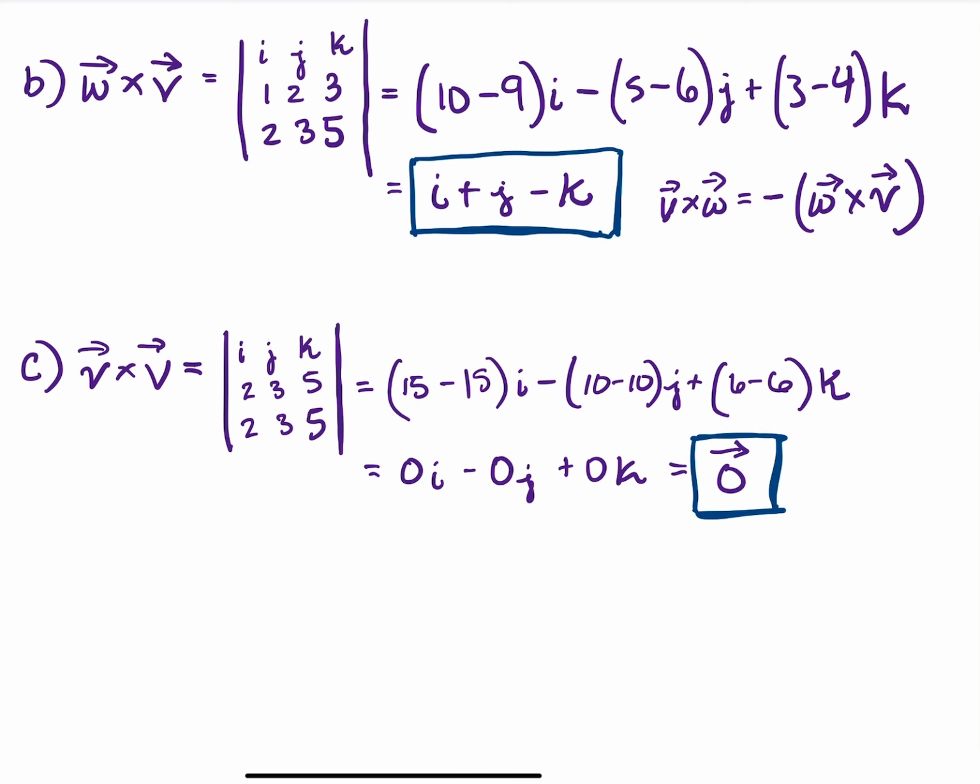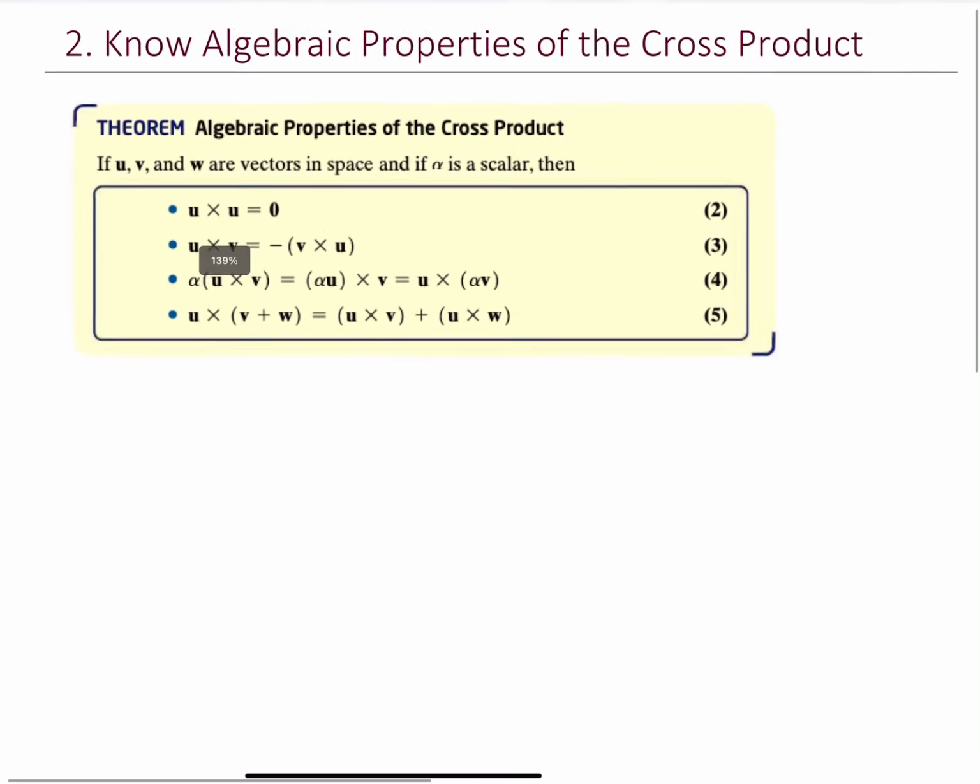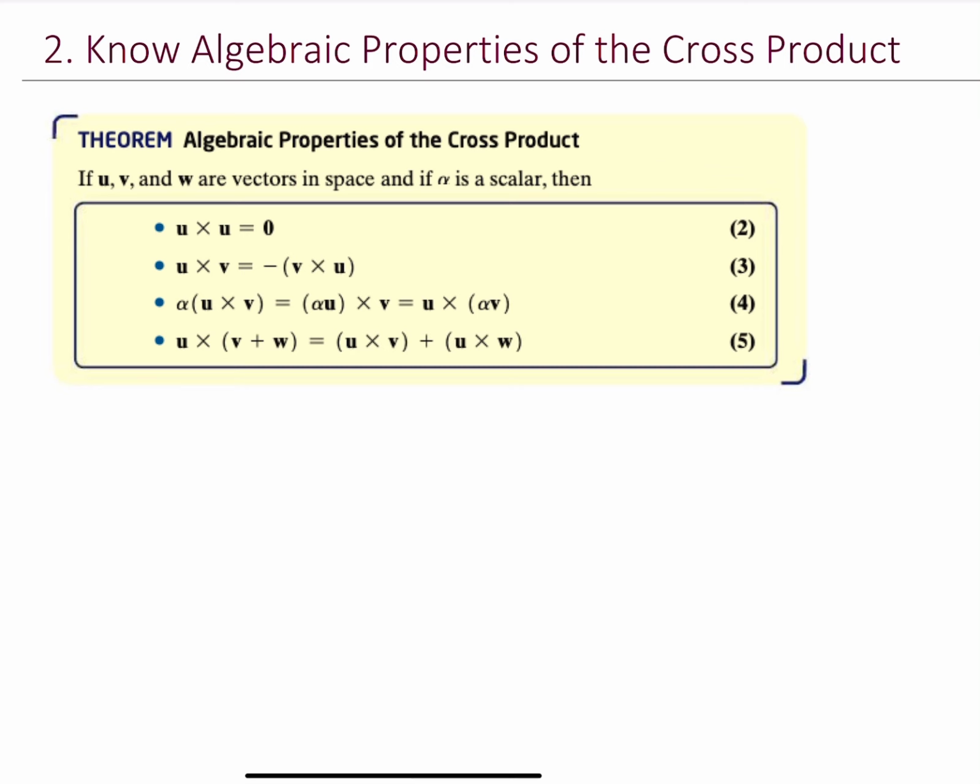So let's look at a couple lists of properties of the cross product. The first one we just saw. So these are algebraic properties. The first one that we saw is that a vector crossed with itself gives you the 0 vector as the result. And then we also saw if we reverse the order of a cross product, u cross v, if we reverse it to v cross u, we get a negative version of the resulting vector. All of the signs will be flipped.